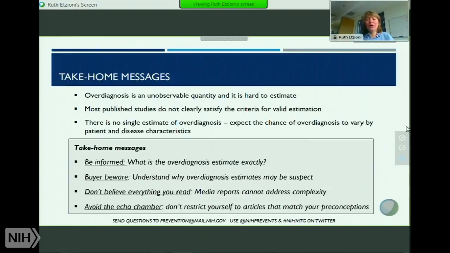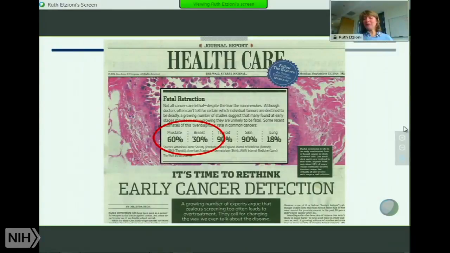And the final thing I will say is avoid the echo chamber. This is a very polarized field. There are camps that subscribe to a certain method and a certain preconception about overdiagnosis, and I think it's very important to read across the lines, to recognize that there are different approaches. And ultimately, I'm hopeful that by being careful and thoughtful about both approaches, we can try to generate a consensus in the field. So I'll end there. A lot more to think about than just fatal retractions, and I look forward to questions.